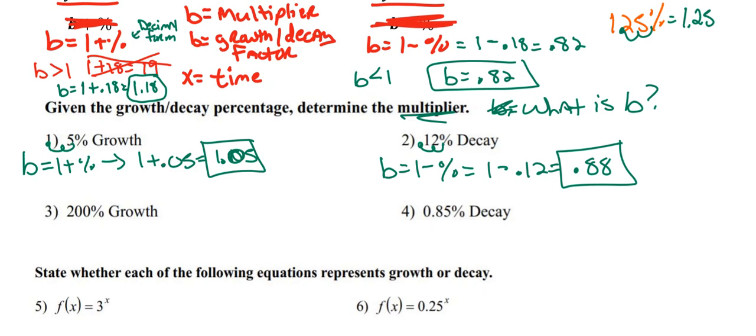For 200% growth, it's going to be b equals 1 plus, again, the percent. So it's going to be 1 plus, it's here, 2 times to the left. It's going to be 1 plus 2. So it's going to be 3.